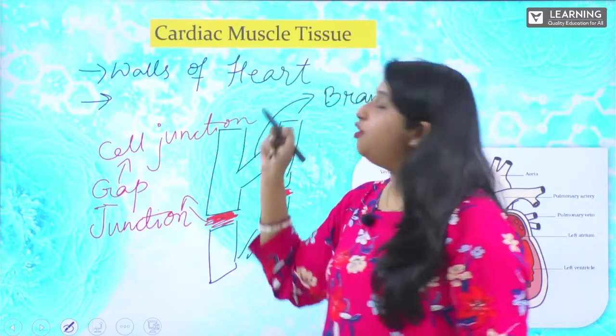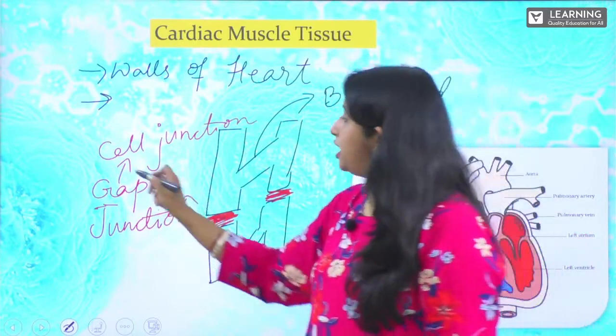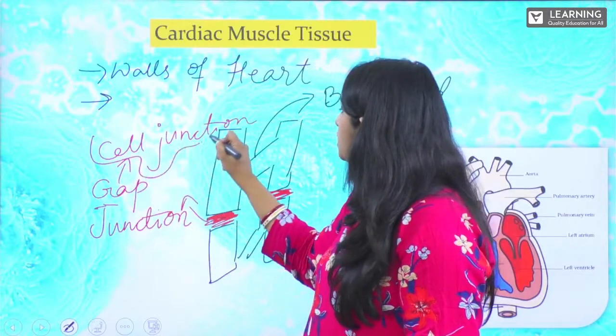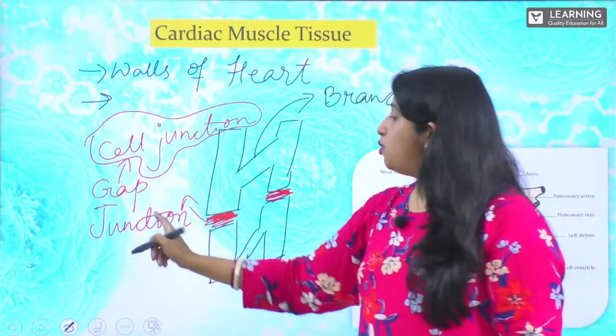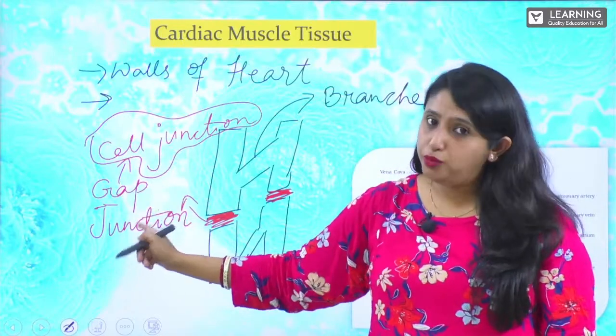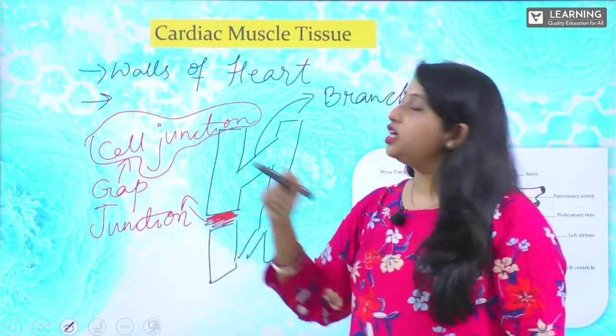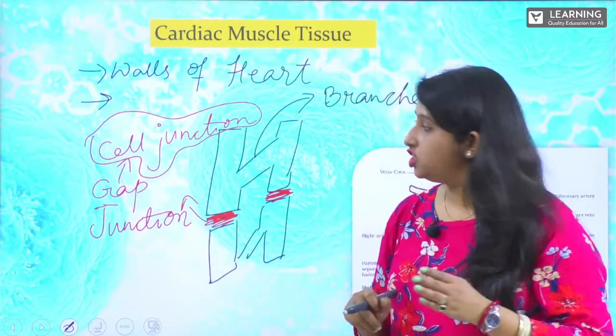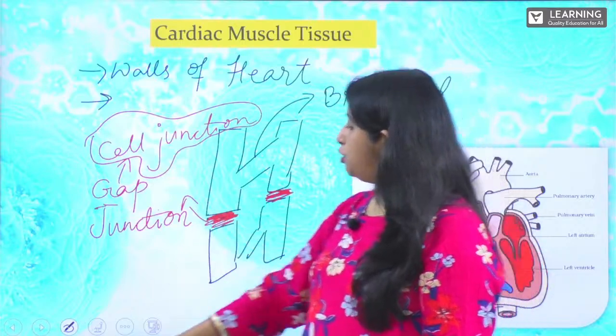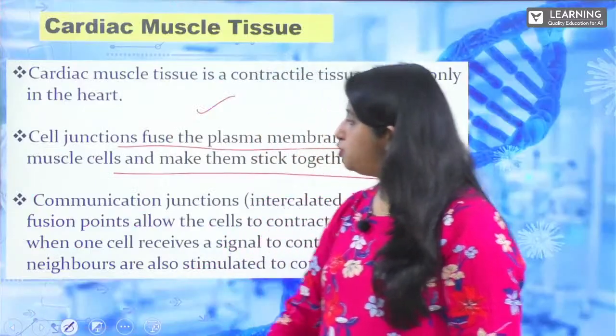You have learned in the previous class that there are three types of cell junction, right? There are three types of cell junction like gap junction, tight junction and adherens junction. So one of the cell junctions is the gap junction. So it is connected with the help of the cell junction, that is the gap junction.